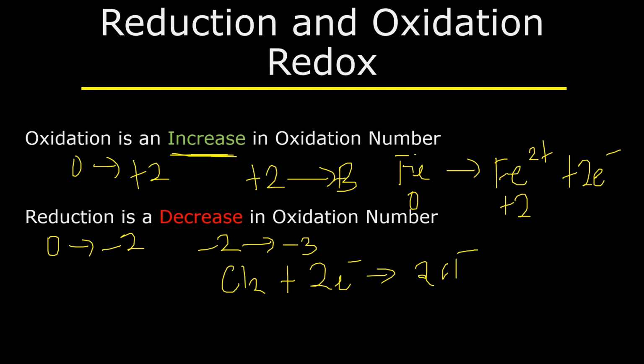So the oxidation state here is 0, and then the oxidation state here for each individual chloride is minus 1. So there is a reduction in the oxidation state, so I can say that this is a reduction happening. In a typical example of an equation, you would usually have oxidation and reduction happening together. So that means that we would have a redox reaction.